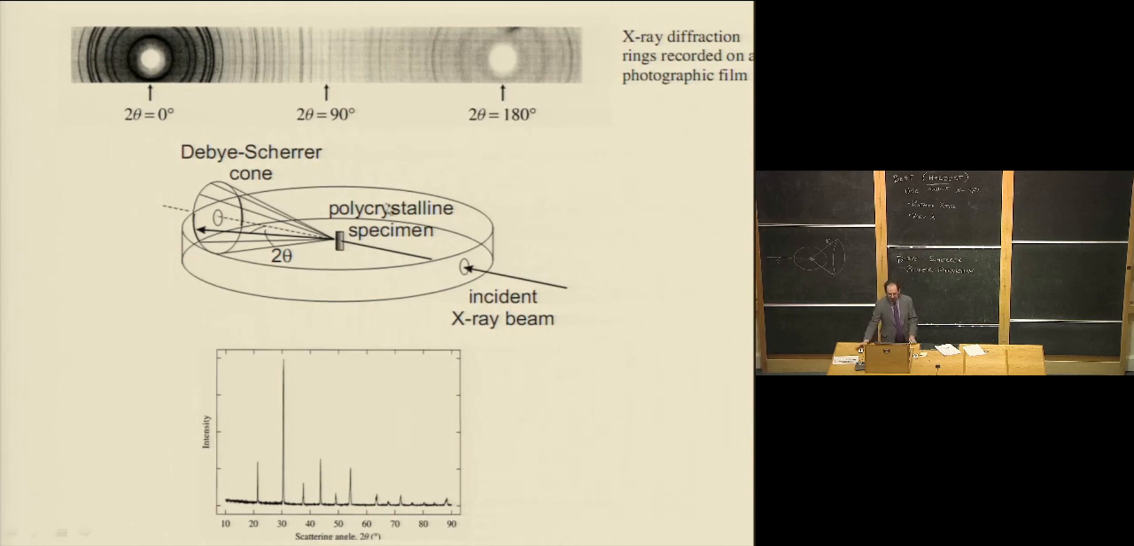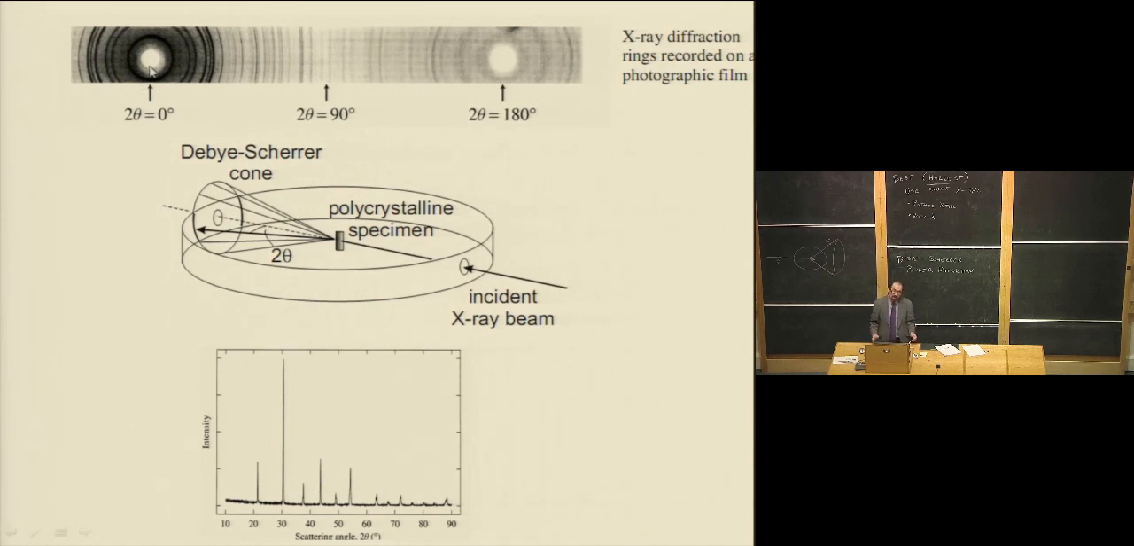Remember that it's marked here, so you don't forget. The total deflection angle is 2 theta, very important, a common source of error. And 2 theta can go anywhere from 0, meaning it's not scattered at all, to 180 degrees, meaning it's directly backscattered.